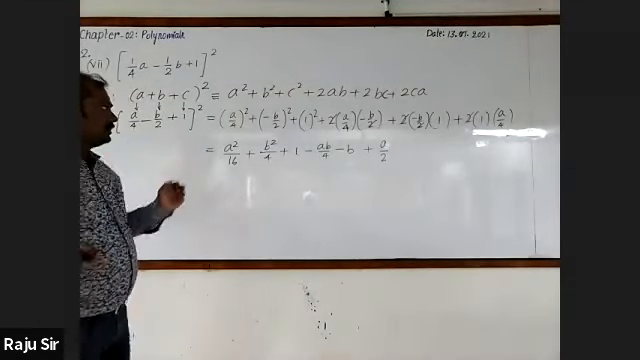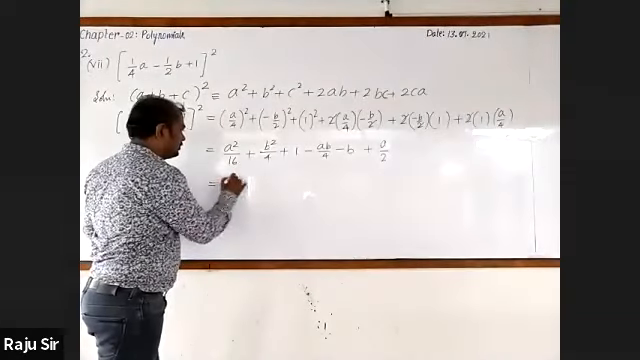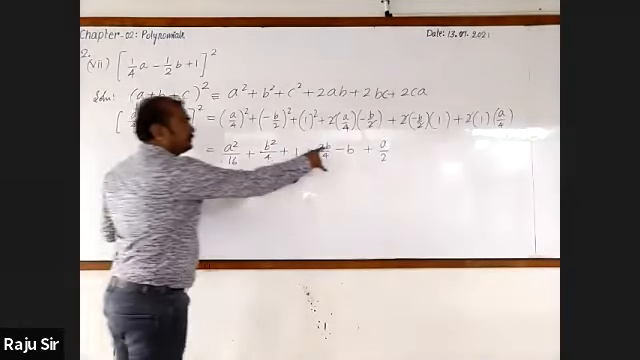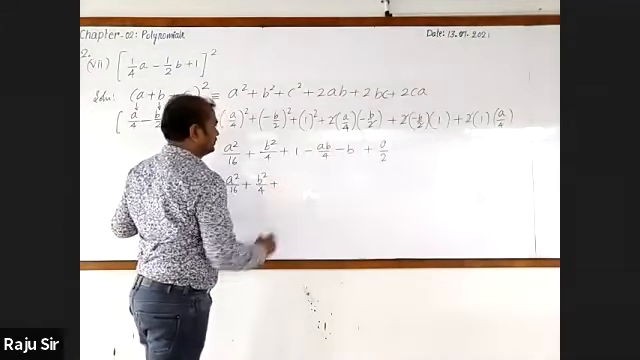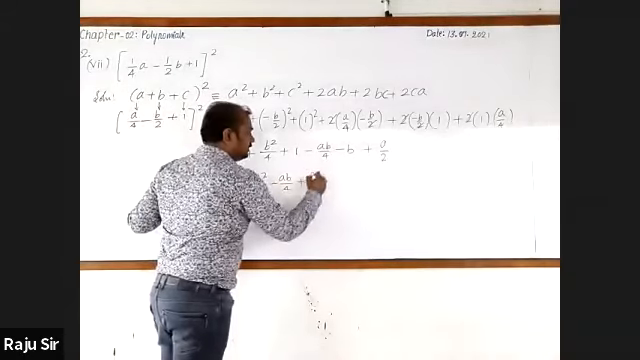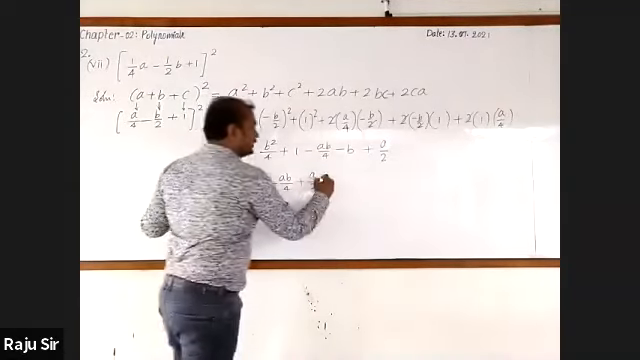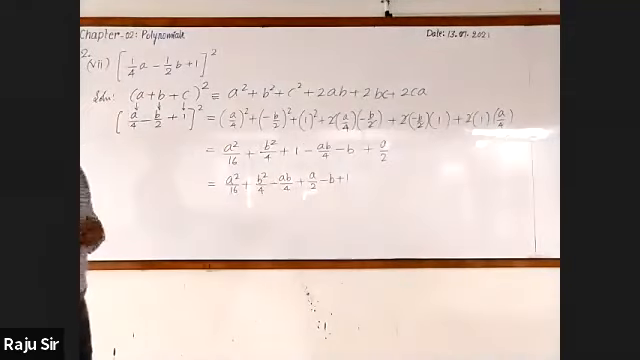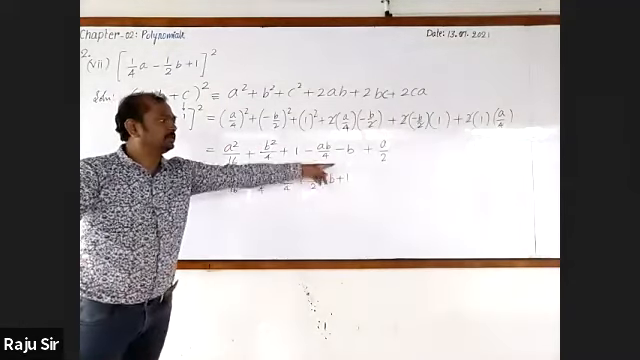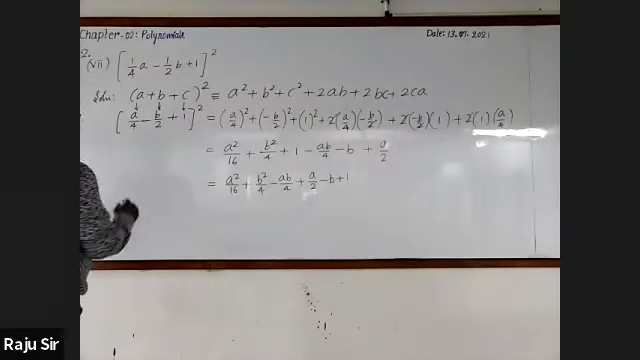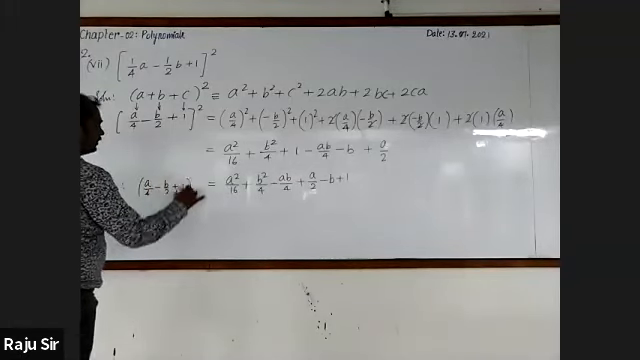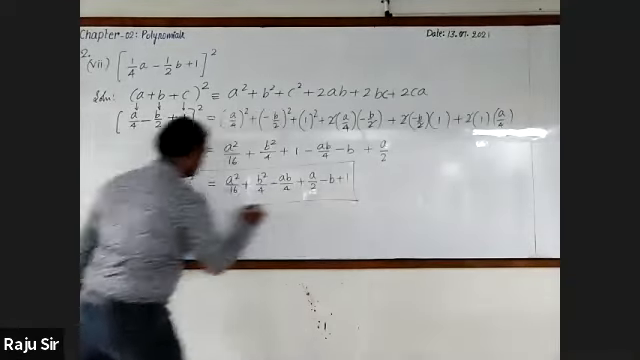Let me go for writing in standard form. First, a square by 16. Second term, b square by 4. Third term, minus ab by 4, plus a by 2, minus b, plus 1. Here power is 2, here power is 2, here 1 and 1, 2, here 1, there 0. It is in standard form. So therefore, a by 4 minus b by 2 plus 1 whole square, it is solved.